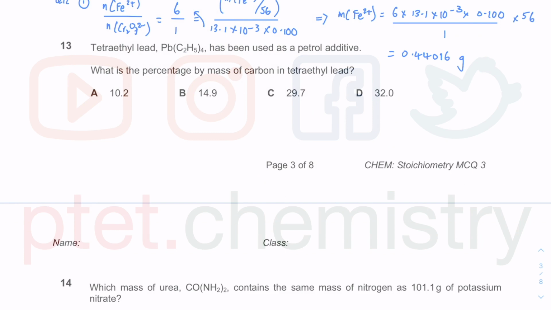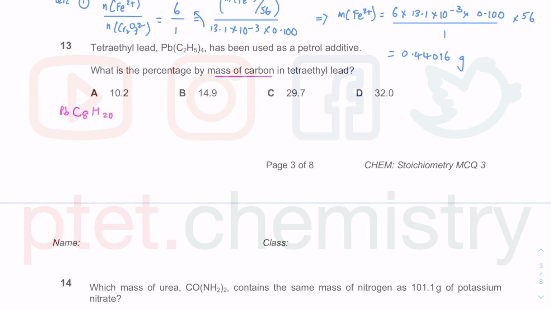Question 13. So we use this lead compound, and they want to know the percentage by mass of carbon. So altogether, hopefully you can see this is Pb, and then there are how many carbon? 2 times 4 is 8, and there are how many hydrogen? 5 times 4, which is 20. So be able to get the molecular formula by looking at the formula in this kind of format. So 8 carbon, 20 hydrogen.